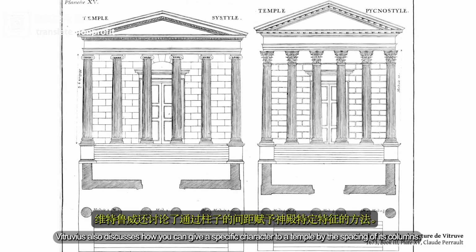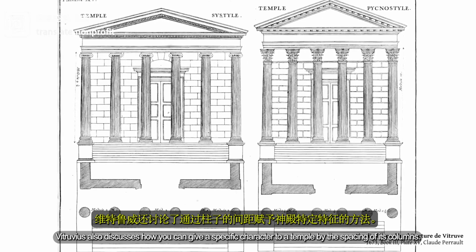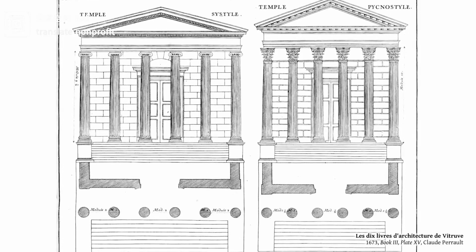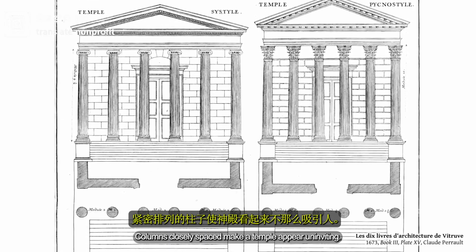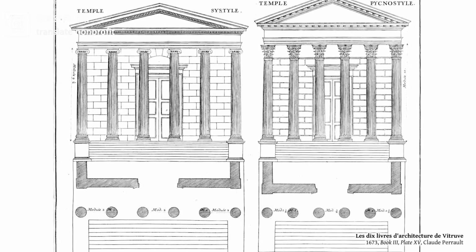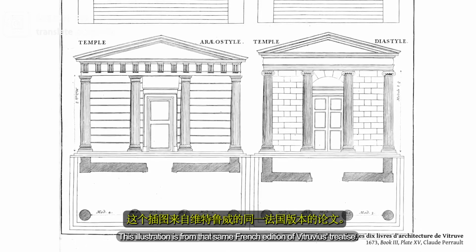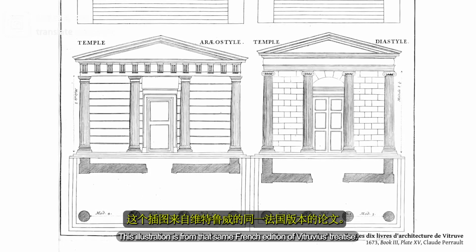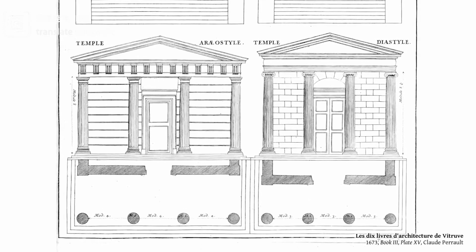Vitruvius also discusses how you can give a specific character to a temple by the spacing of its columns. Columns closely spaced make a temple appear uninviting. Wider spaced columns are more inviting. This illustration is from that same French edition of Vitruvius's treatise.